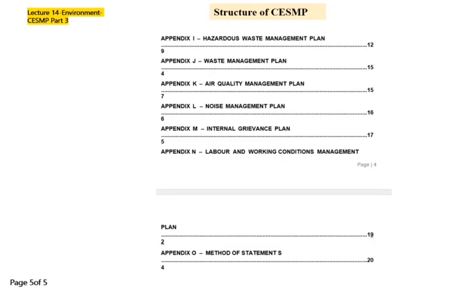After that, we have the waste management plan, air quality management plan, noise management plan, internal grievance plan, meaning all the plans like labor and working condition management. In the last, we have method statements. We will attach all the method statements for all the activities, for example, if we are installing porta cabins, what will your environmental precautions be there? So all the method statements will be attached at the end of the document.